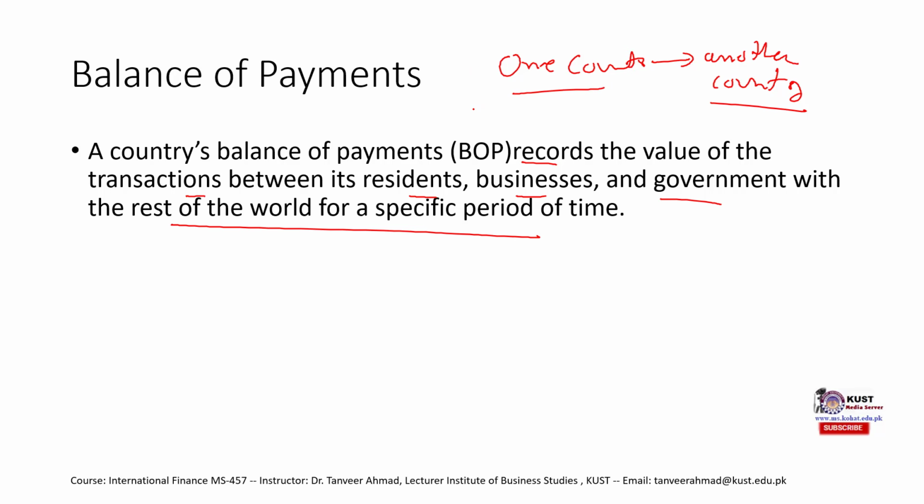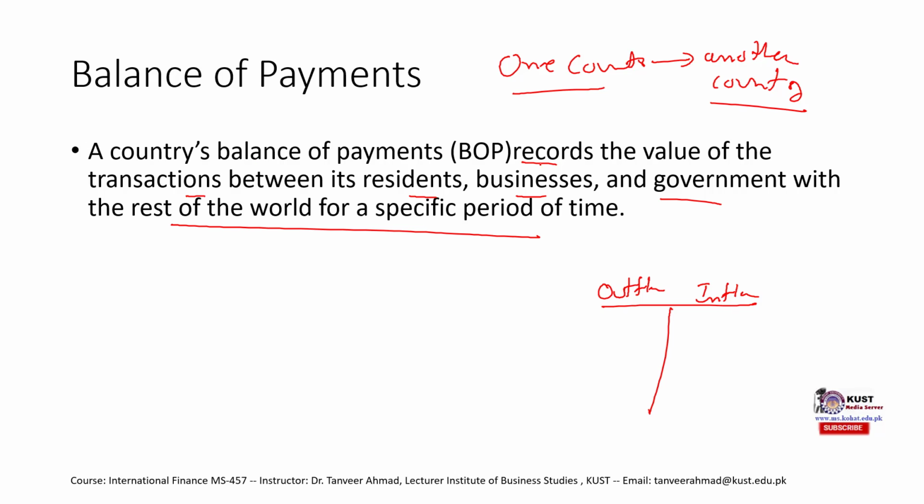So for example, if Pakistan is going to maintain a balance of payment, then it would record all the inflows of foreign currency and all the outflows of foreign currency, right? So all inflows and outflows from the rest of the world, from any other country, not one specific country, but all the other countries.